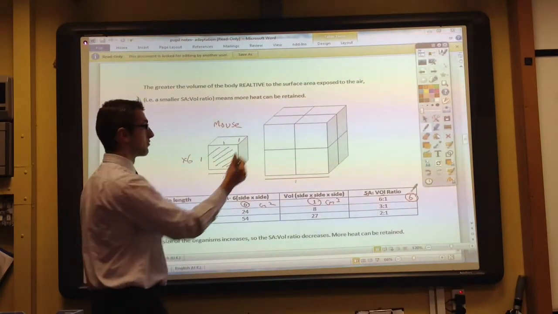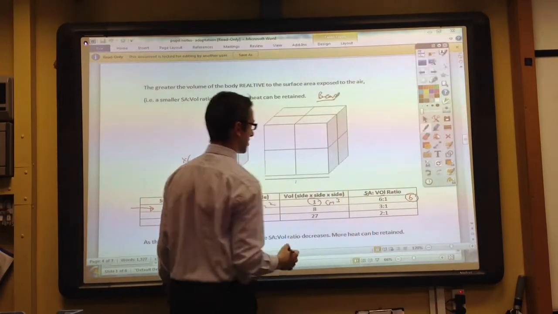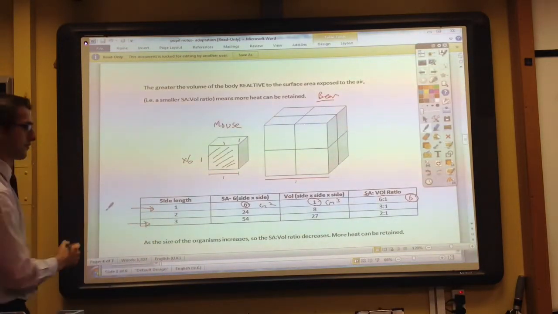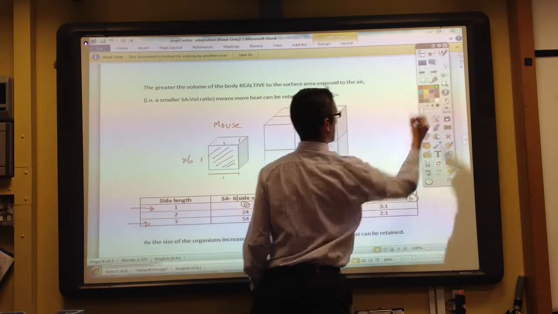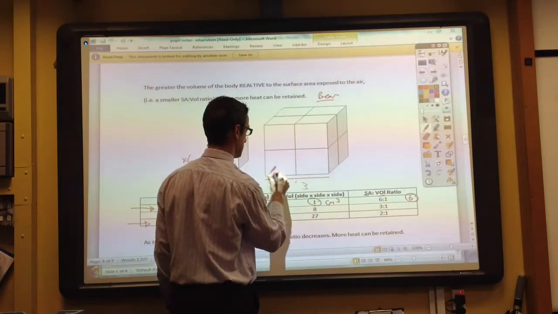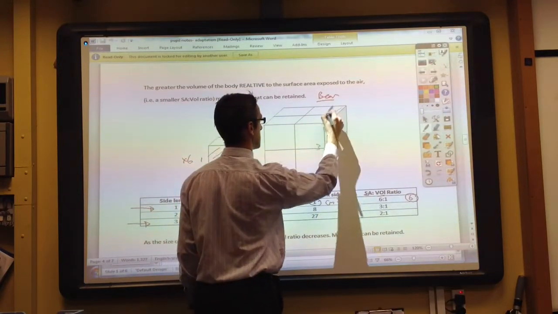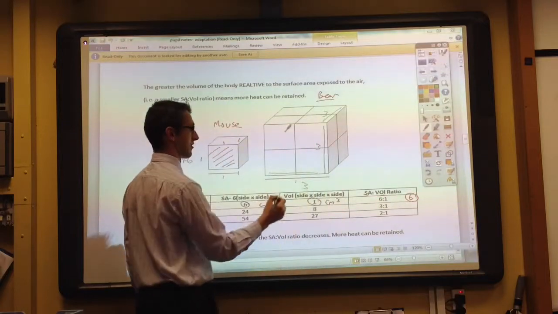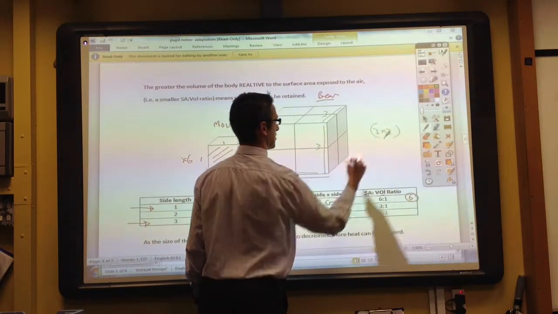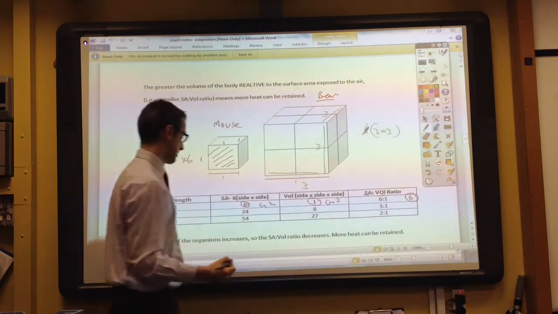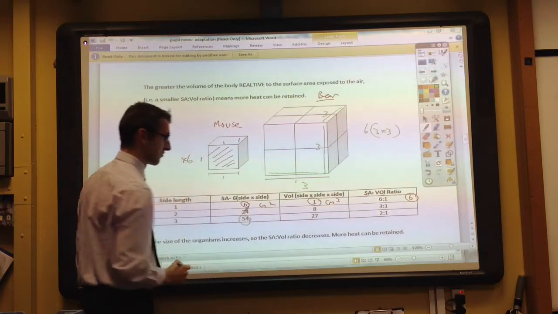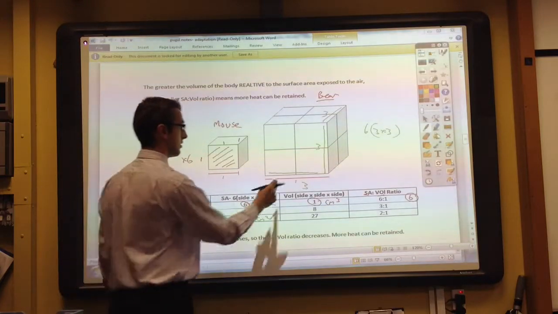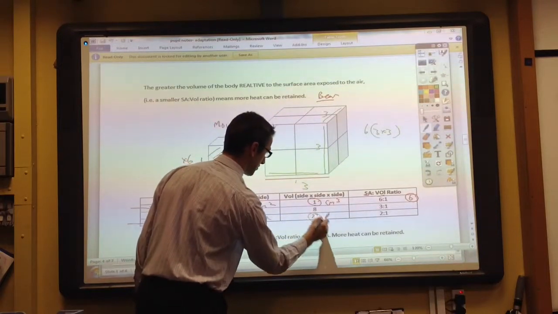Now if we consider a much bigger organism, for example a bear, we could represent that by a much bigger cube. Let's call it this row here, of side length 3. This one might be 3 centimetres all the way across, by 3 centimetres, by 3 centimetres. So again, the surface area of one side is 3 times 3. Multiply that by 6 sides, and it gives you a total surface area of 54 centimetres squared in this case.